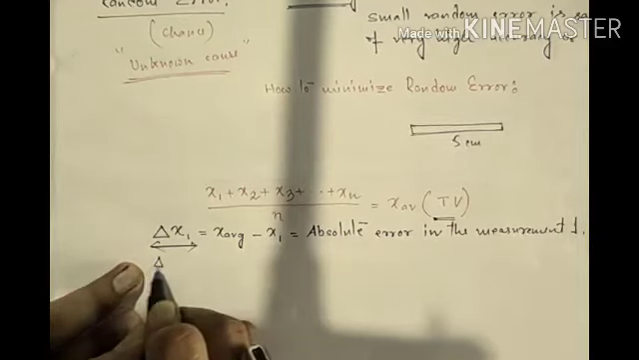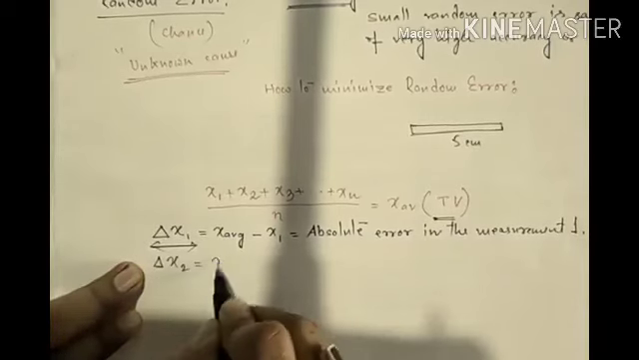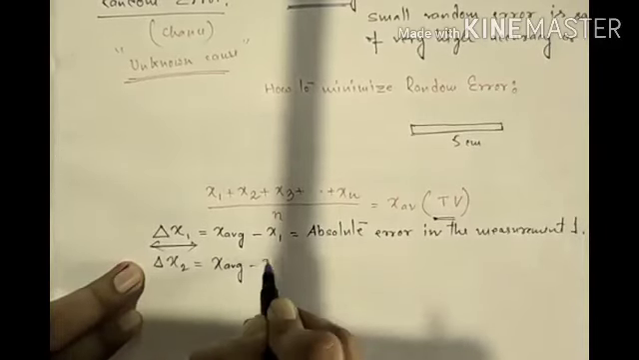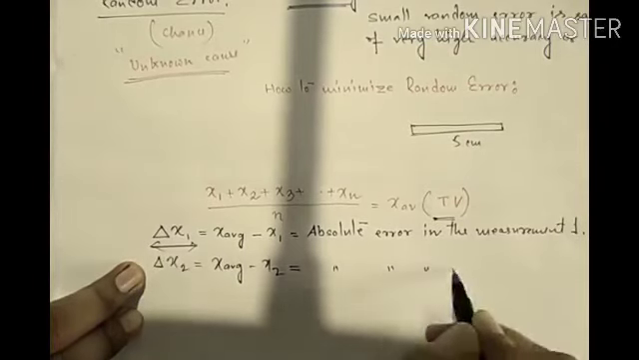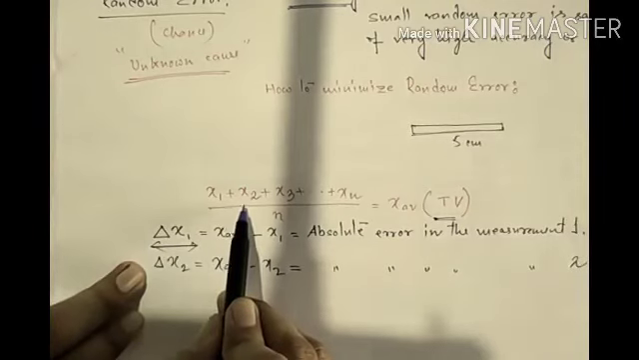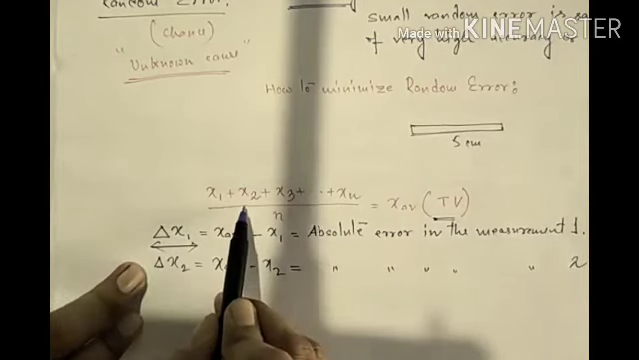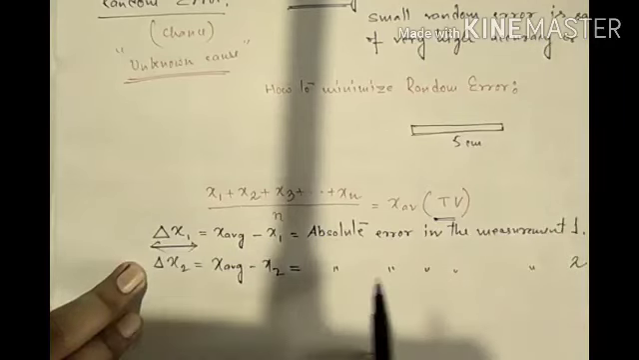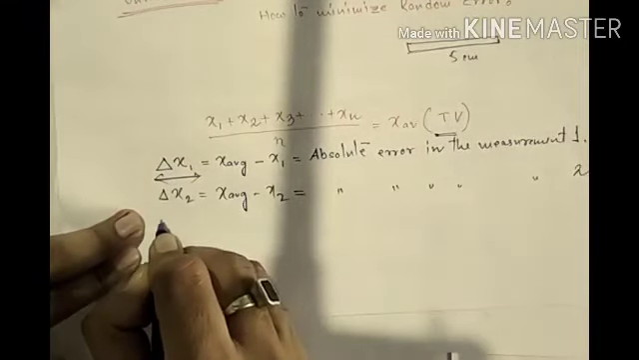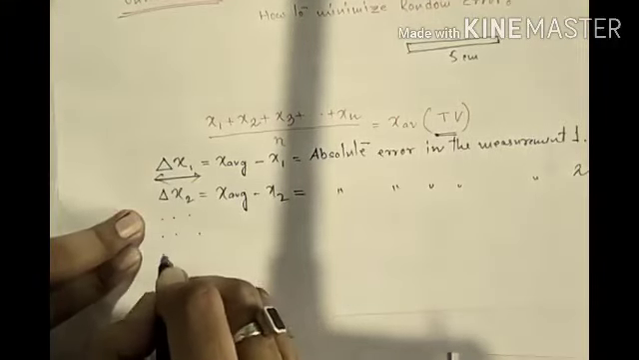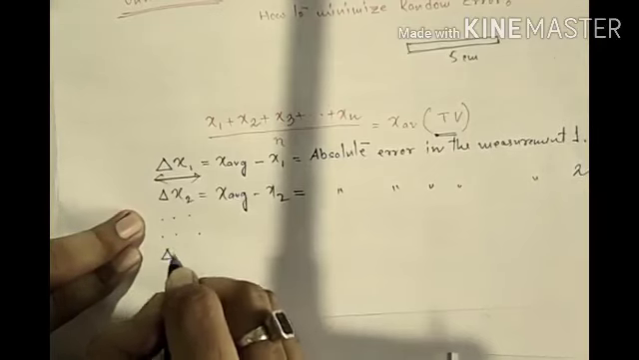Similarly, I can define delta x2. This is x average minus x2, and I can say it is the absolute error in the measurement 2. That means the second time when I found the result to be x2, the mistake that I committed is delta x2. So this is called absolute error in the measurement 2. Like that, I can define delta x3, delta x4 and delta xn.